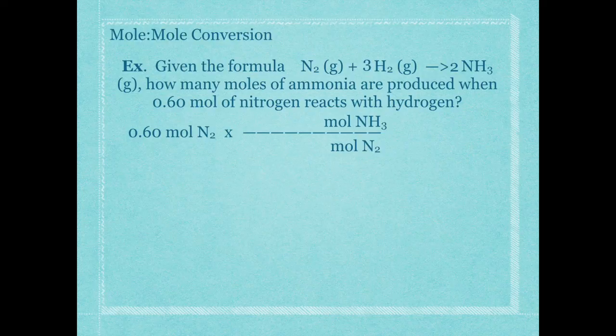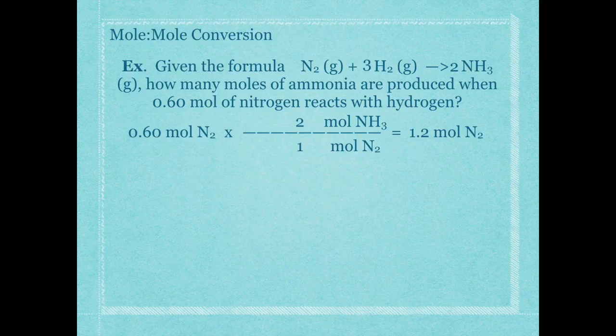Now, here's where the recipe idea comes in. In order to make 2 moles of NH3, I need 1 mole of N2 and 3 moles of H2. So, if I want to convert from moles of N2 into moles of NH3, I'm going to put a 2 in front of NH3, and I'm going to put a 1 in front of moles of N2 because 1 mole of N2 is required to make 2 moles of NH3. And then all I have to do is multiply across and I get 1.2 moles of NH3. And that's it. This is the new concept.